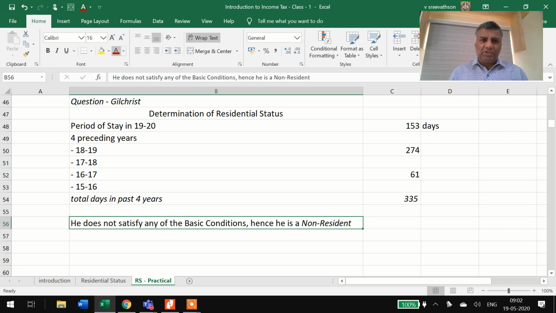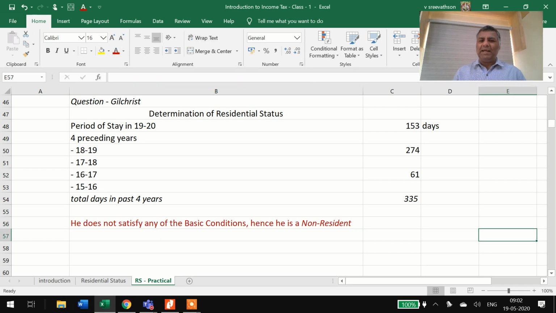He does not satisfy any of the basic conditions. Neither the first one of 182, because only 153 days are there. Then 60 plus 365: part A is satisfied, part B is not. So he does not satisfy any of the basic conditions. He is a non-resident.